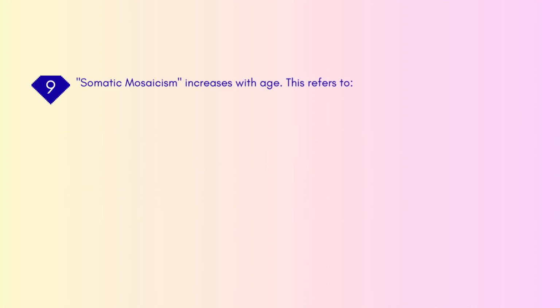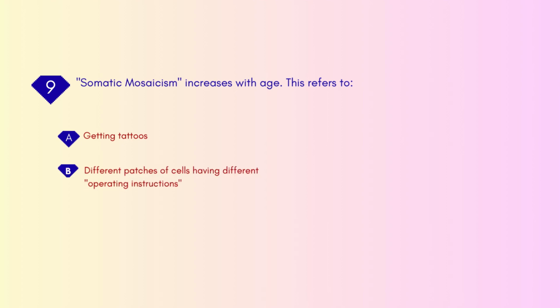Somatic mosaicism increases with age. This refers to A. Getting tattoos. B. Different patches of cells having different operating instructions.